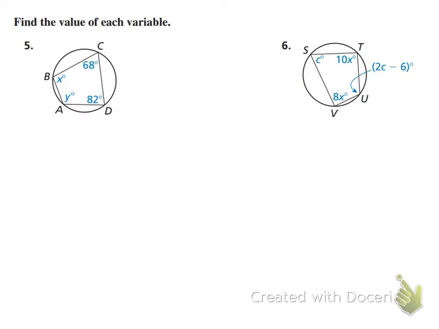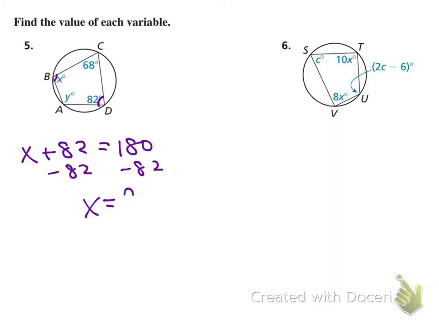So do we want to solve for x or y first? X. So I know that x is supplementary with 82. So x plus 82 equals 180. You can write it like this. You don't have to. You could just go ahead and subtract from 180. What does x equal? 98. So you can write it the algebra way, or you could just subtract. What's 180 minus 68?